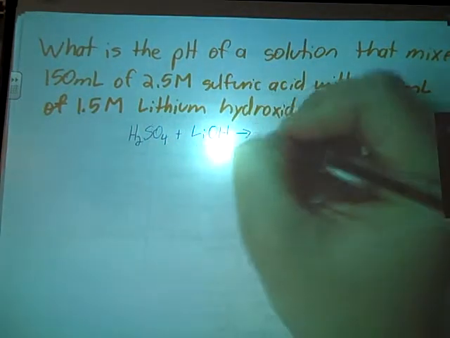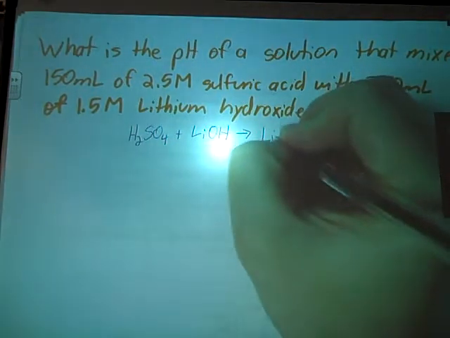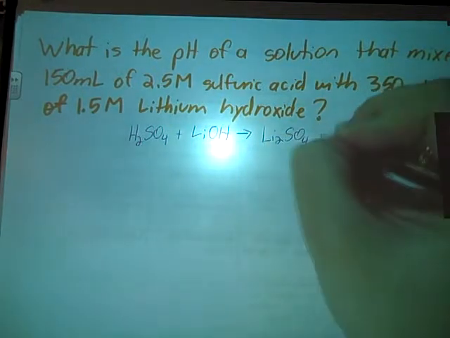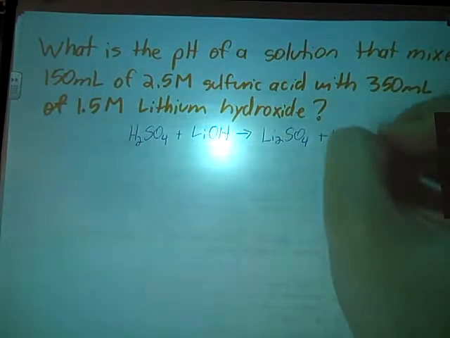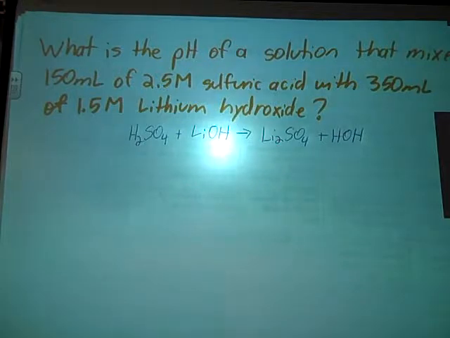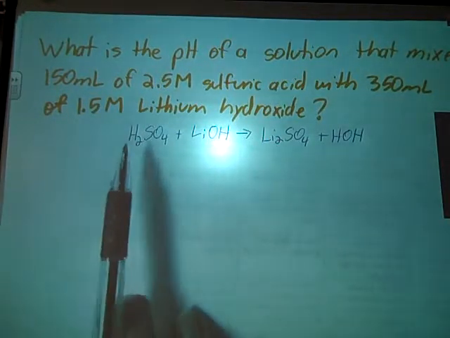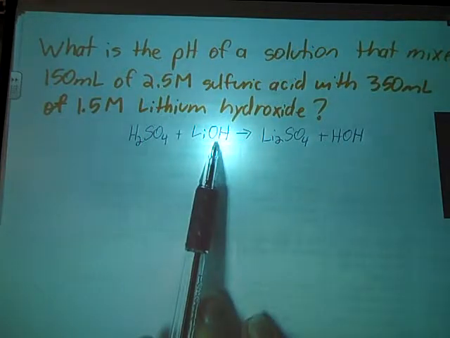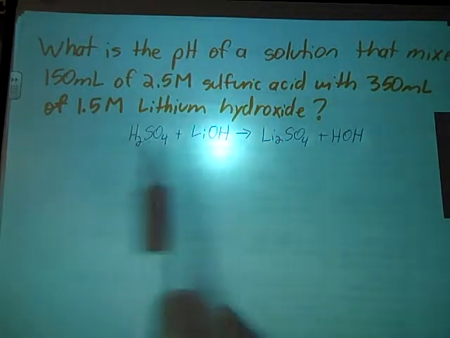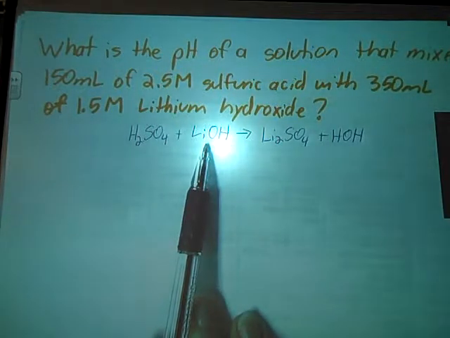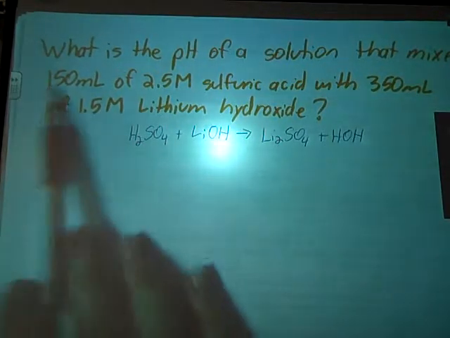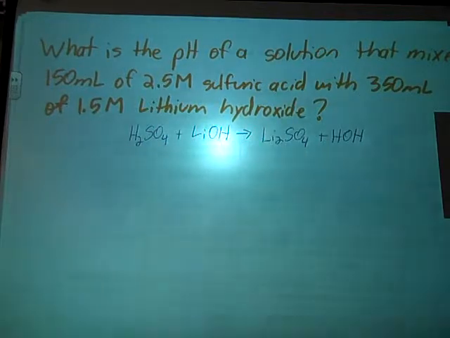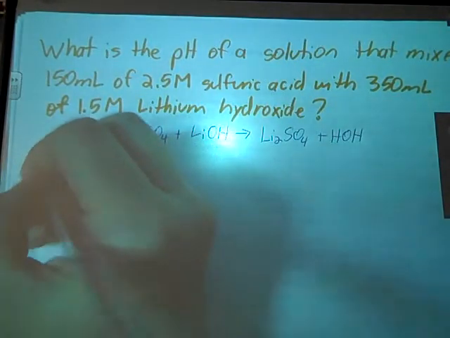Anytime you have two things reacting, always start with your balanced equation. So my H pluses are coming from my sulfuric acid, my OHs are coming from my lithium hydroxide, but I need to know how much H plus and how much OH I have. It doesn't matter which one you start with, I'm going to go in the order of my problem. So first let's talk H pluses.